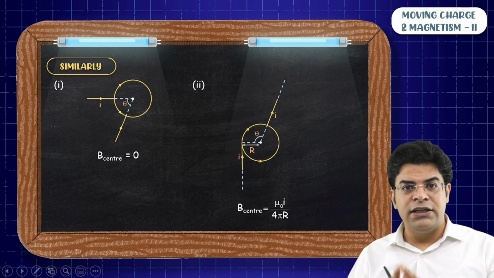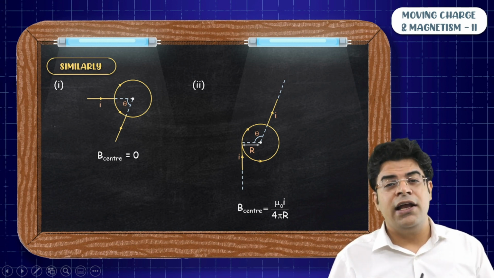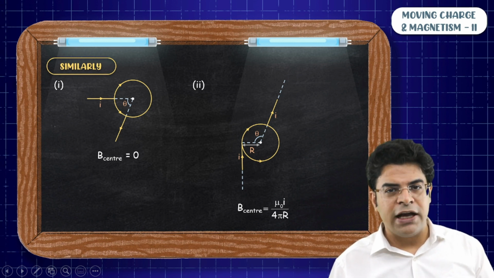So that's all in this hour. In the next hour, we will talk about solenoid, toroid, Ampere's circuital law and a few more important things that you should know in this chapter.